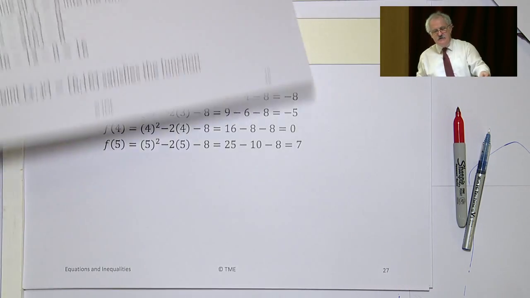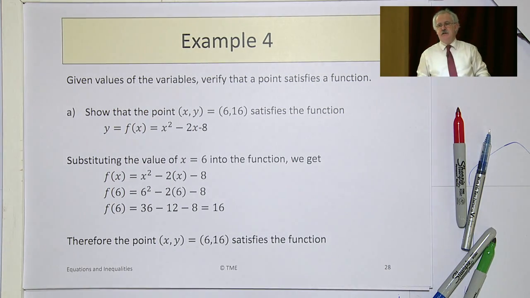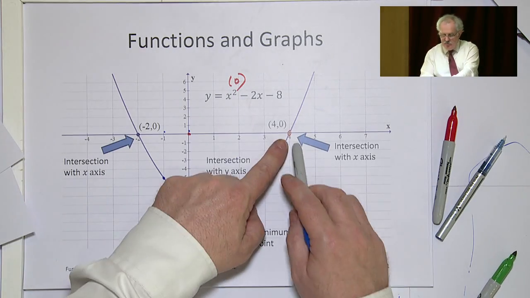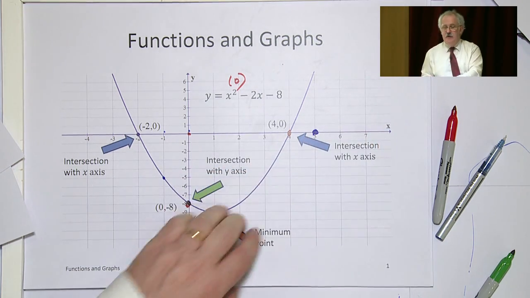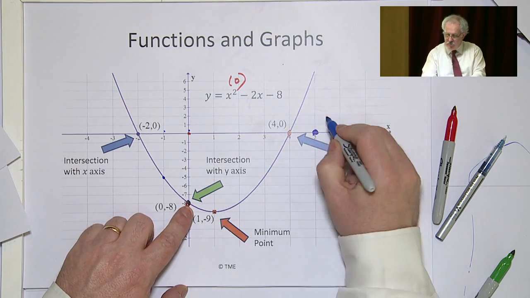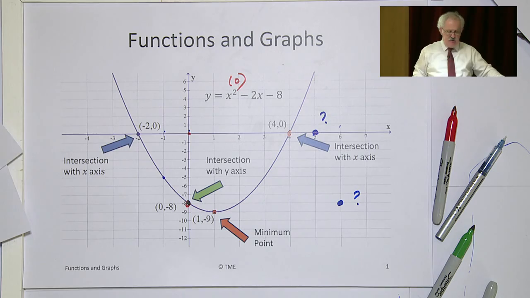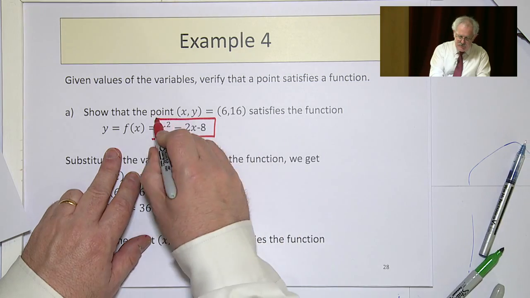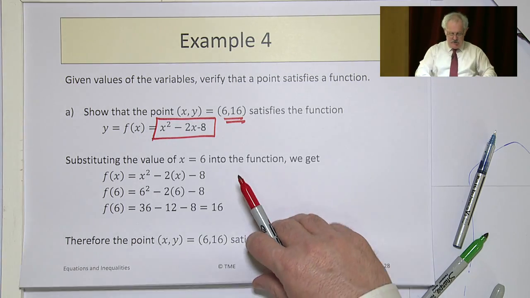And another way they might phrase it is to say, given values of a variable, verify that a point satisfies a function. On a graph, they might say, is the point (4, 0) on the graph? Or is the point (5, 0) on the graph? Or is the point (6, minus 8) on the graph? And you might have to see if that's true or not. So how would you do that? Well, you'd say the graph is x squared minus 2x minus 8, and you're asking me, is (6, 16) on it?